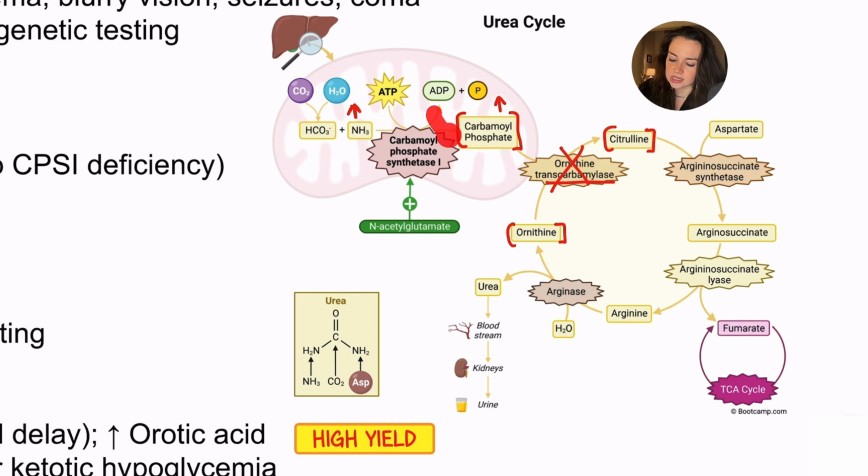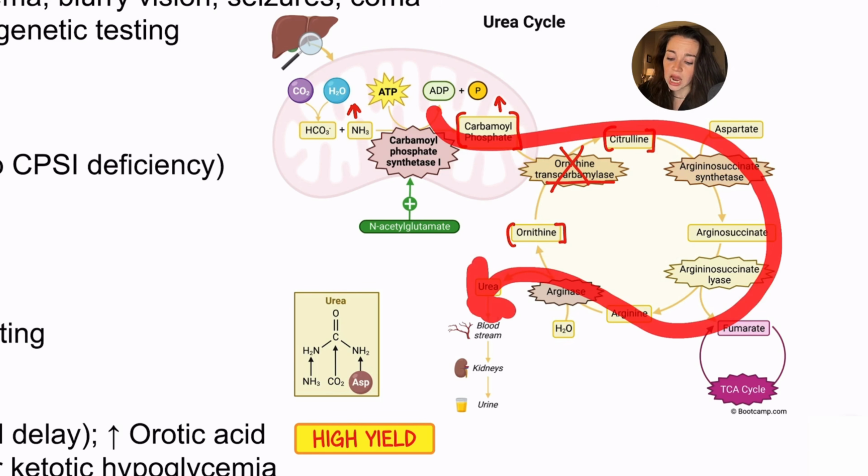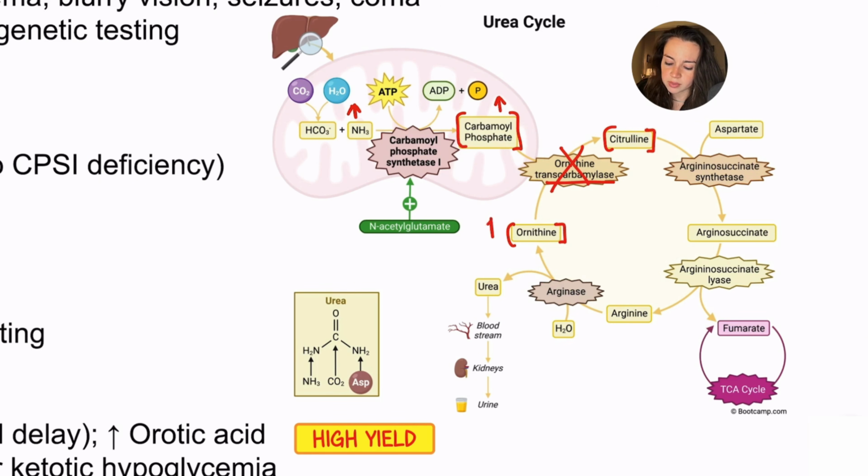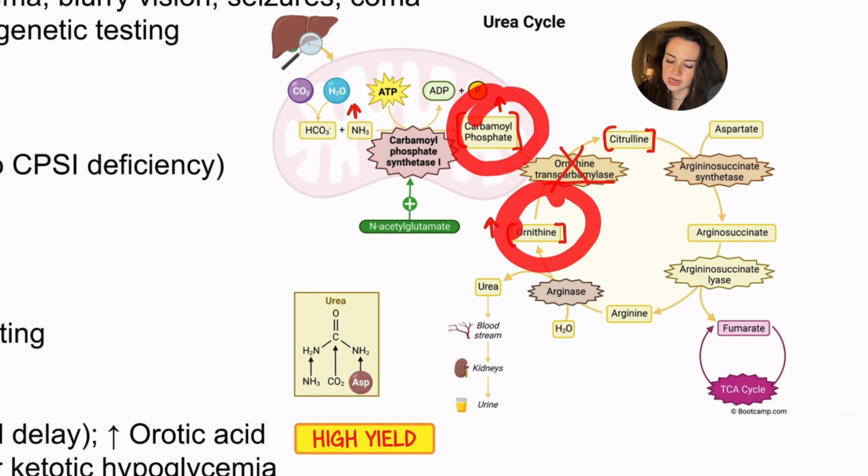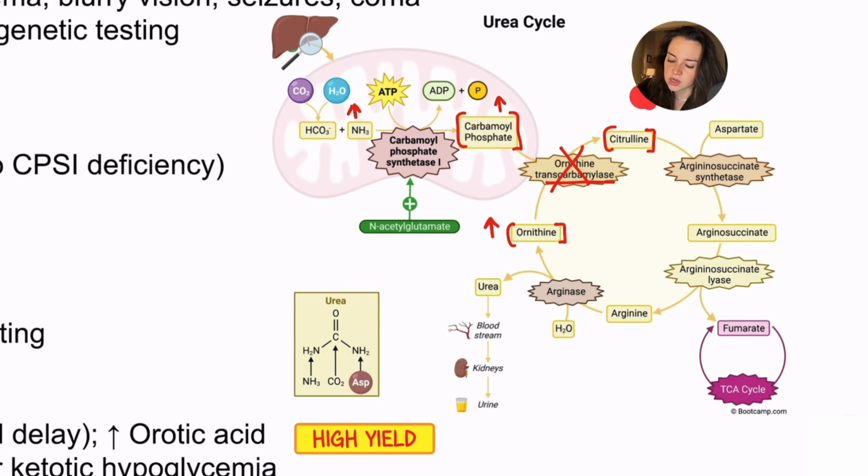We can't send these things through the urea cycle to detoxify them. You're also going to get a buildup of ornithine, right? Ornithine is going to get stuck at this step. You won't be able to combine ornithine and carbamoyl phosphate together to form citrulline. So citrulline will be decreased.